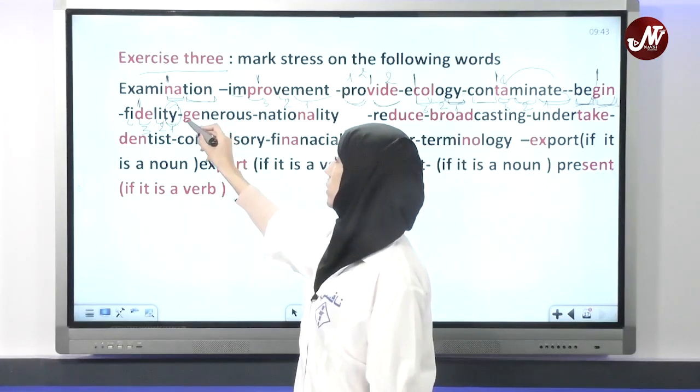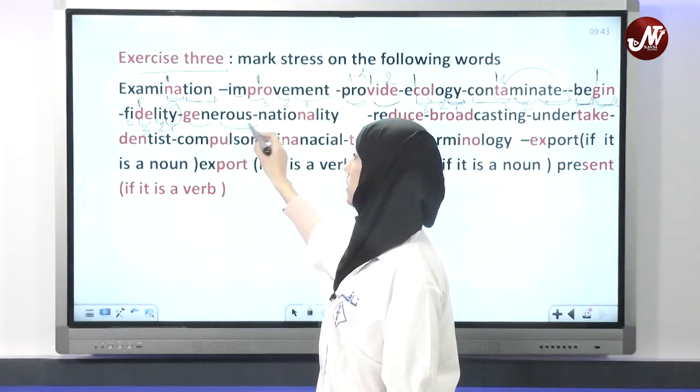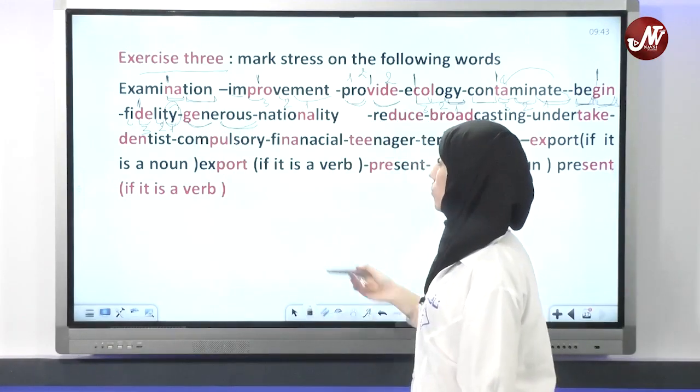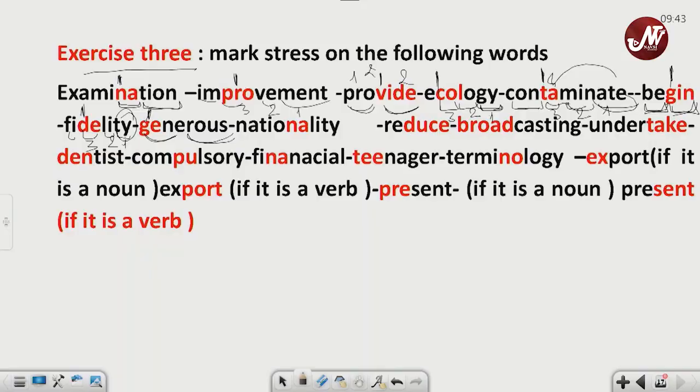Then we have generous. We have two syllables, adjective, two syllables, so we stress on the first syllable, say generous. Then we have nationality. Then we have the -ty, it means anti-penultimate stress, so how many syllables do we count? We count three syllables from the end, one syllable, two syllables, the third syllable. So we say nationality.